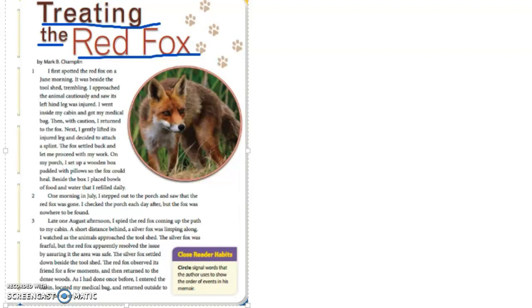So when we read this article today, I'd like you to look at the clues that tell us the meaning of the word treat as used in this passage. We're going to go ahead and start reading now. Please put your finger on the first word.